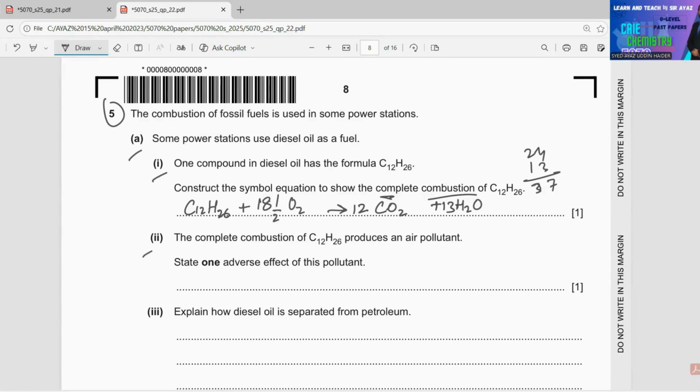2. The complete combustion of C12H26 produces an air pollutant. State one adverse effect of this pollutant. It must be talking about this pollutant, because in the complete combustion we are getting carbon dioxide. This carbon dioxide is responsible for global warming. So you can write global warming. And this global warming is responsible for some climate changes, so you can even write climate change if you want.